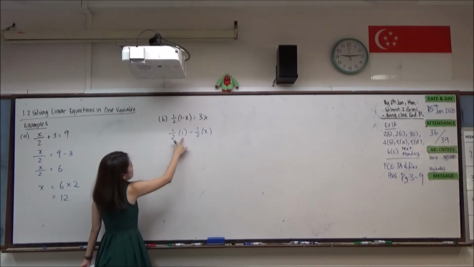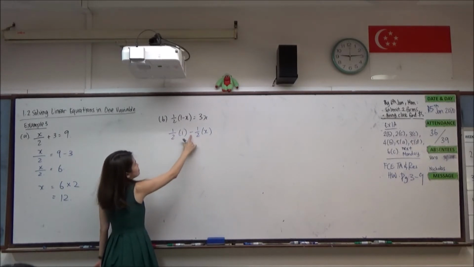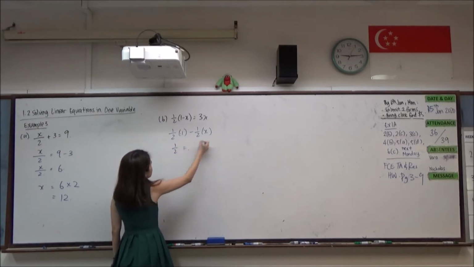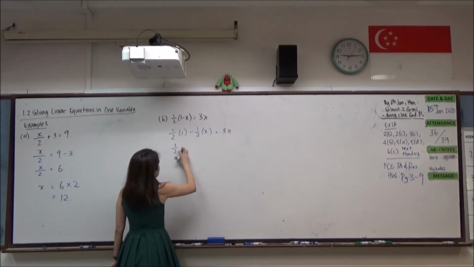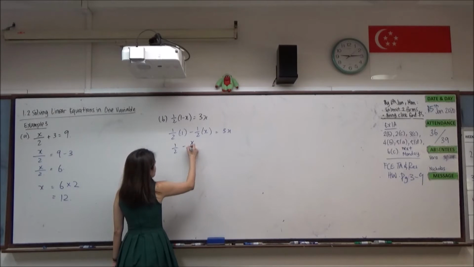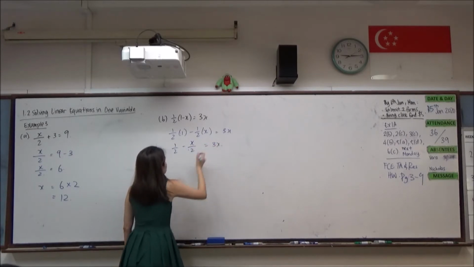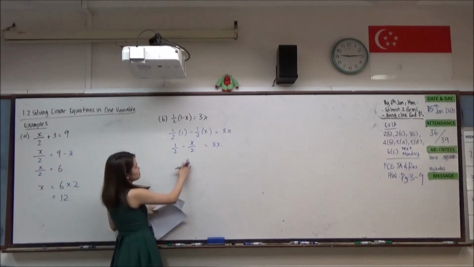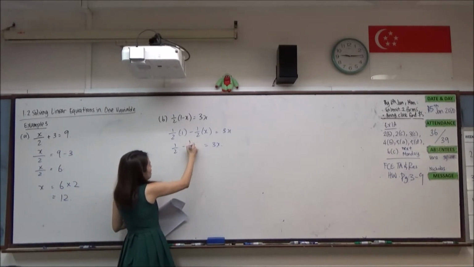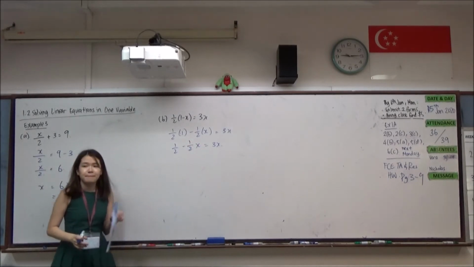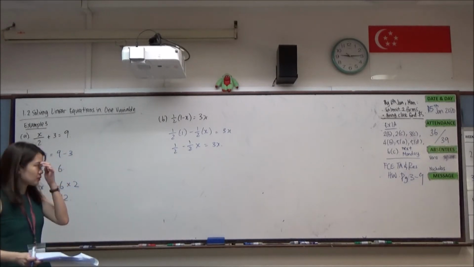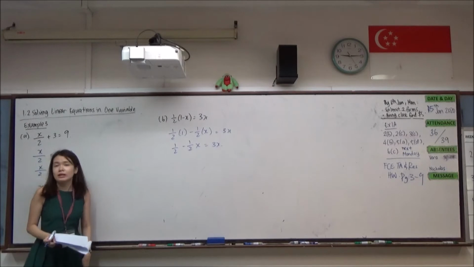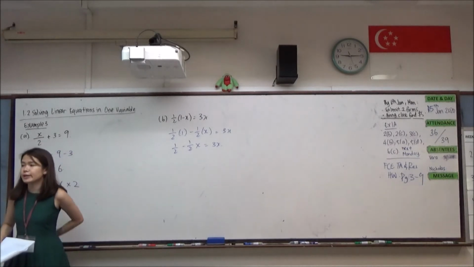So half times 1, then after that half times negative x, so I put the negative sign outside already. So essentially, this is what we're getting. You can write it as x over 2 or half x. Both mean the same thing. Then what next? Willa, what do you think? What will you do next?